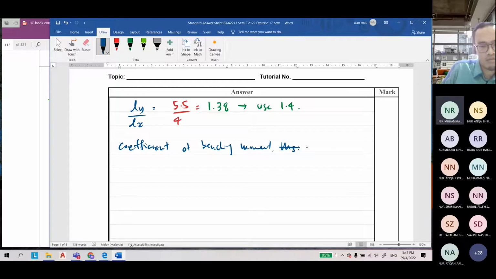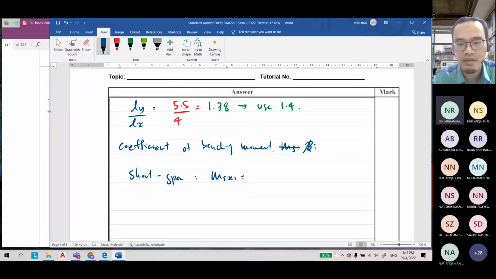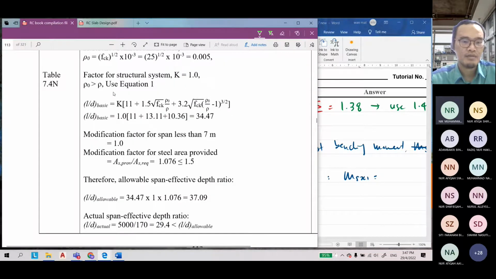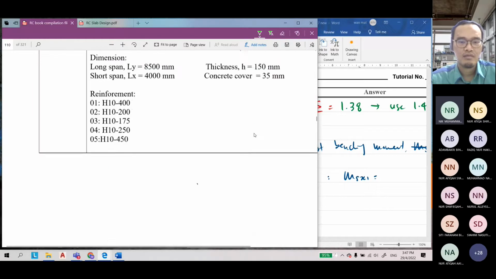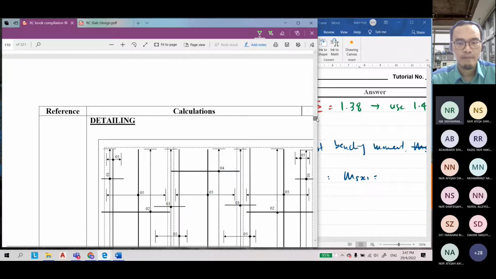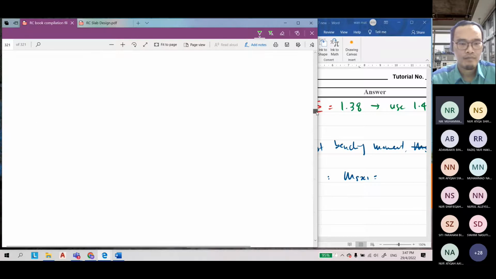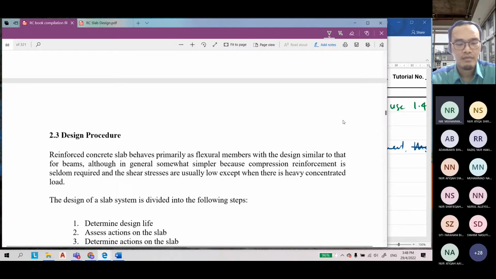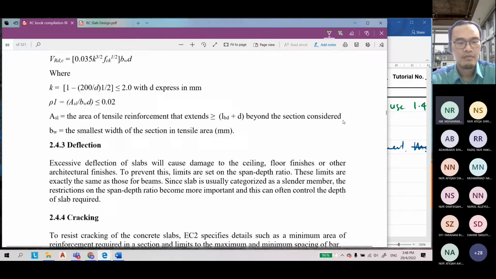Beta s, the bending moment coefficient. So for the short span, msx1, this is for bottom. So you refer to this table and give me the answer. Refer to this table.